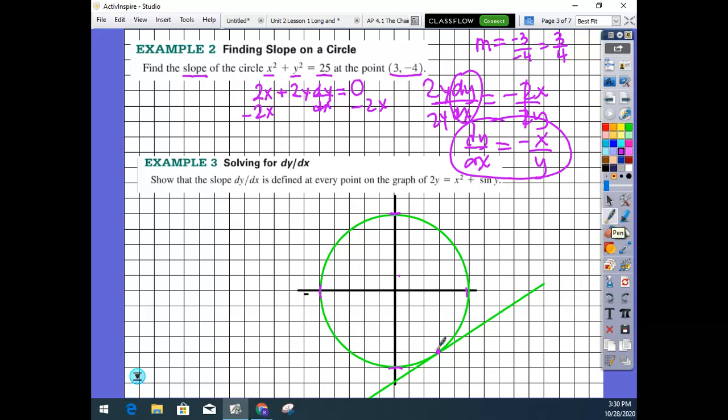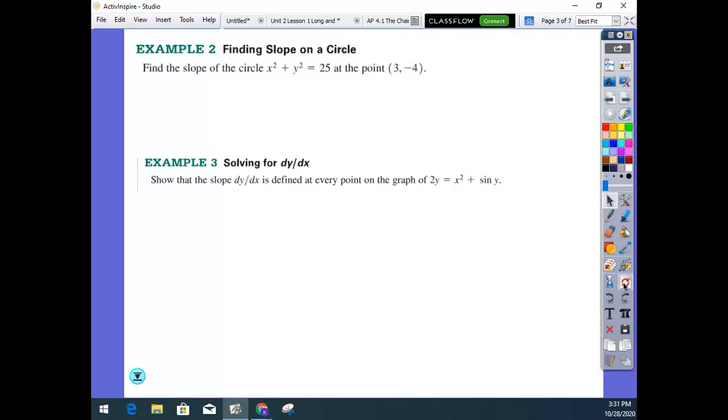I don't know how close I am. The slope of this line is 1, 2, 3, 1, 2, 3. So that should be a little bit more tilted. That's not too bad. All right, so if we graph a perfect circle, that's about as perfect as I can get. Draw the tangent line at this point, the slope of this line, up 3/4. Okay? All right, let's go to example 3.